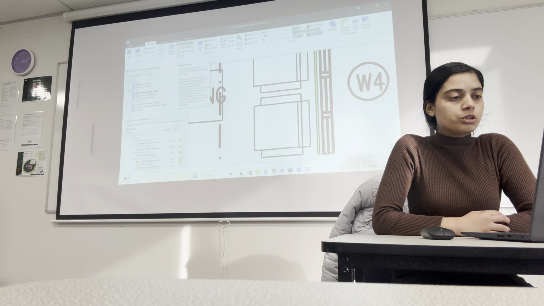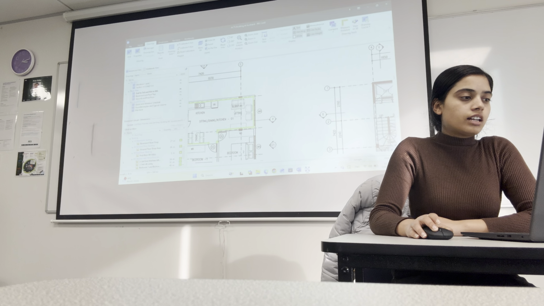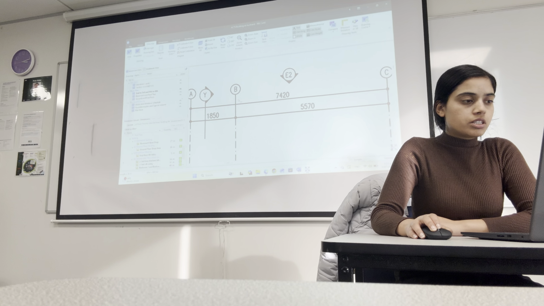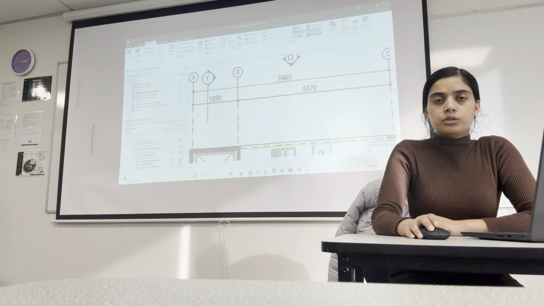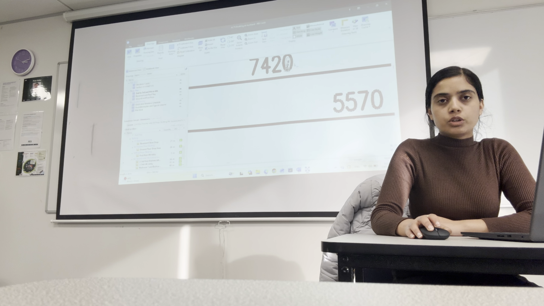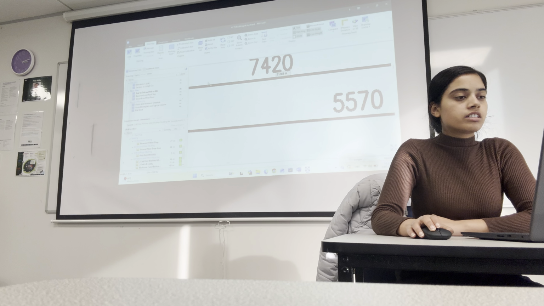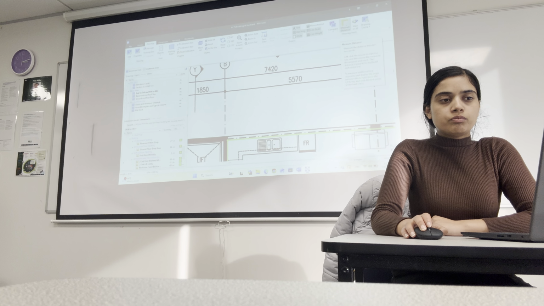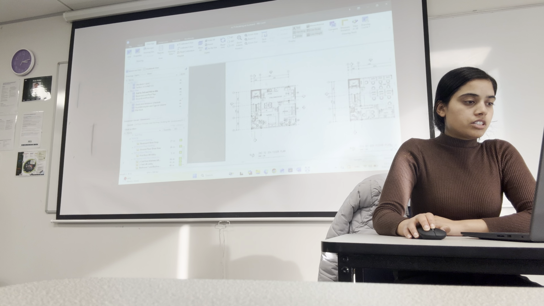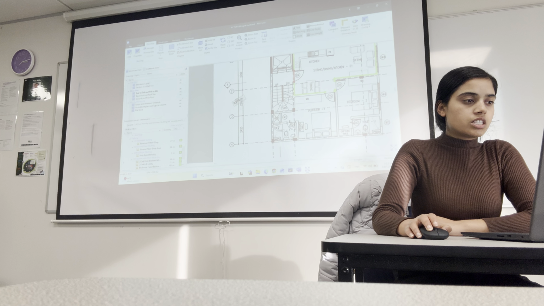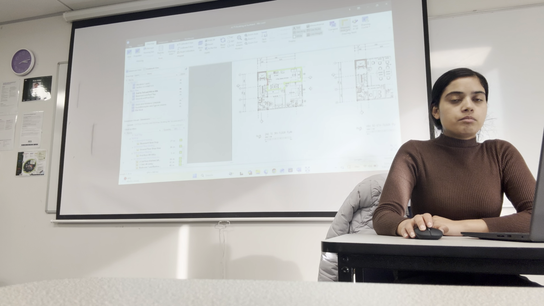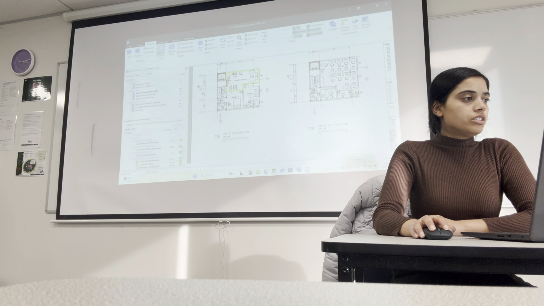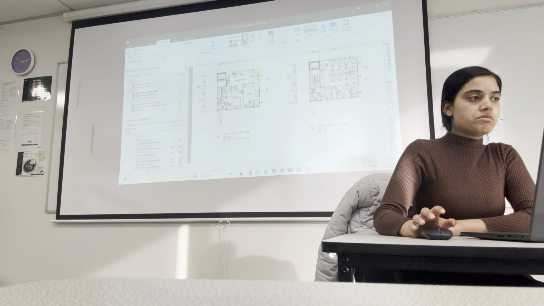After importing the drawing, I calibrate the drawing so that I don't need to worry in the future about the measurements. I take a known measurement, like I know the measurement of this is 7420 mm. So I calibrate from the x-axis and measure the distance with the measure distance tool. I do the same for the y-axis, and I do this for every drawing. After calibrating, I move towards the dimensions.